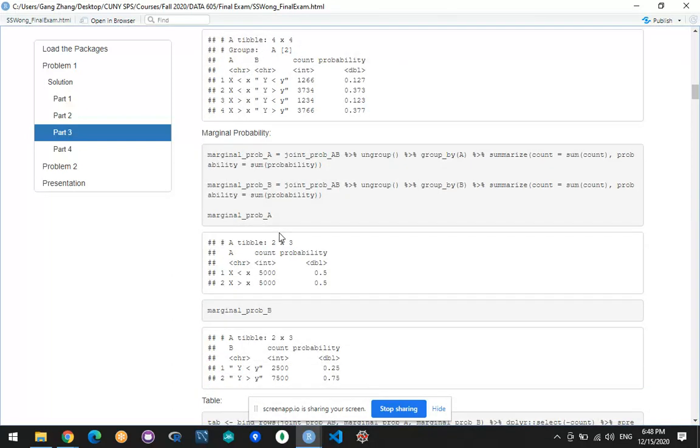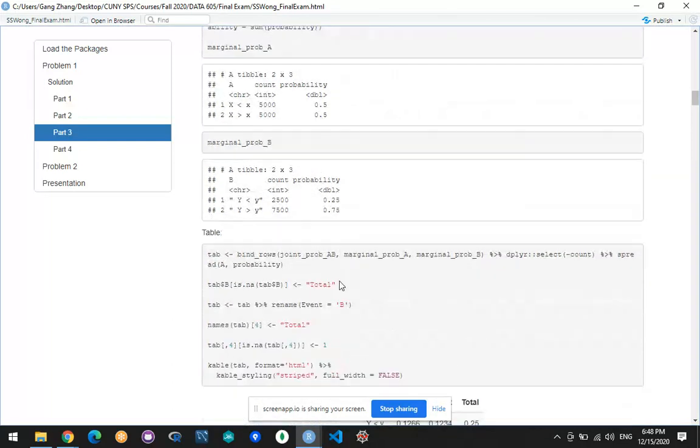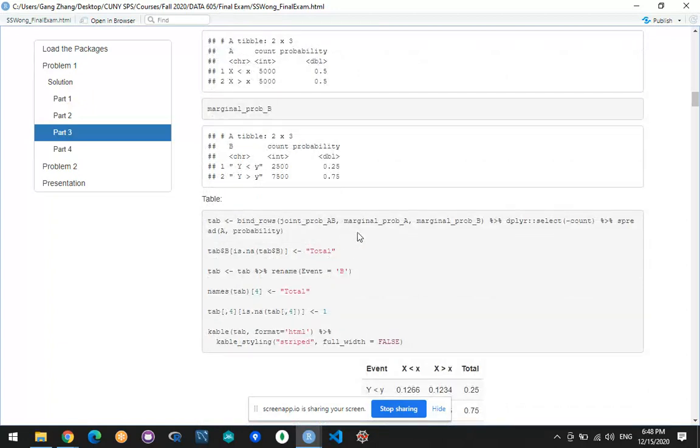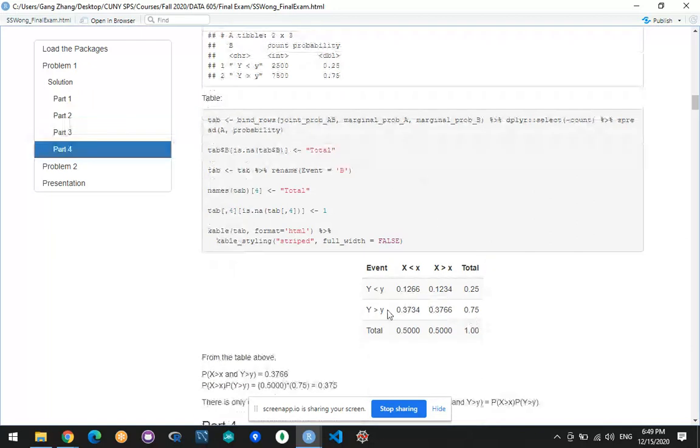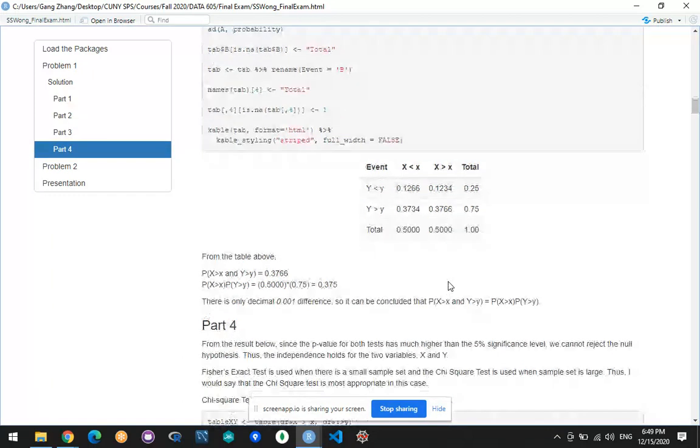And for creating the table, I just bind the probabilities that I calculated above for the joint probability of A and B, the marginal probability of A, and the marginal probability of B, and then deselect the count, and then spread column A by the probability, and this will generate the columns for me.